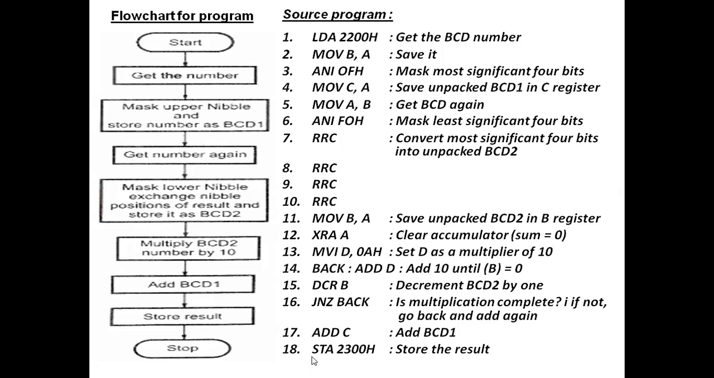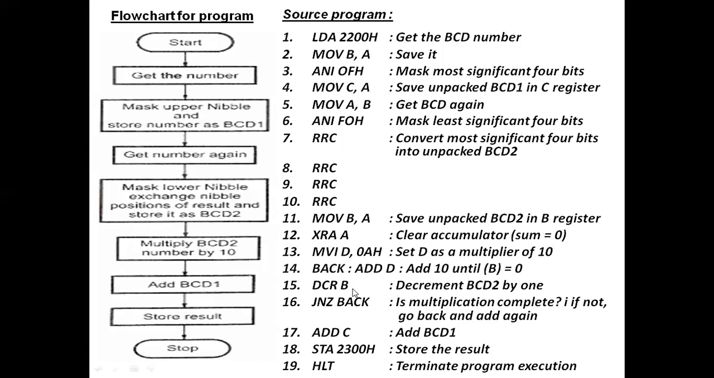Now we can store this result at a memory location because A contains the converted binary value of the BCD. Now A will be stored in the memory location 230 and it is going to store the result and terminate the program. So there is only one loop which is used for the successive addition.